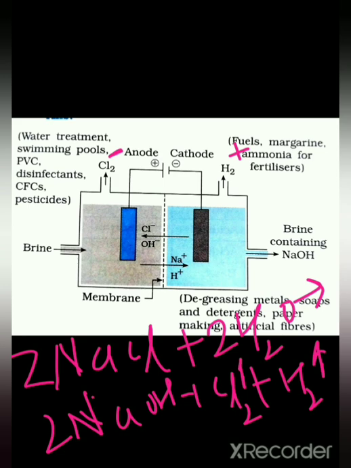See, this process is also called the chlor-alkali process, since the products formed are chlor, that is chlorine, and alkali for sodium hydroxide. So this process is called the chlor-alkali process, which forms chlorine, sodium hydroxide and hydrogen gas. The three products, hydrogen, chlorine and sodium hydroxide, produced in this process are useful.